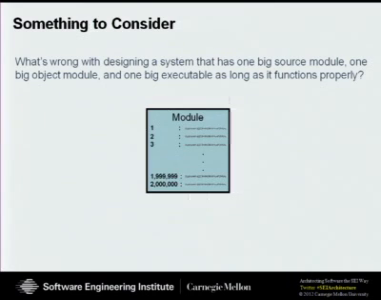What if you were presented with a design for a system that has one big module that has 2 million lines of code in it? And I'm going to take that module and compile it into one big object module. And I'm going to take that one big object module and compile it or link it into one big executable.